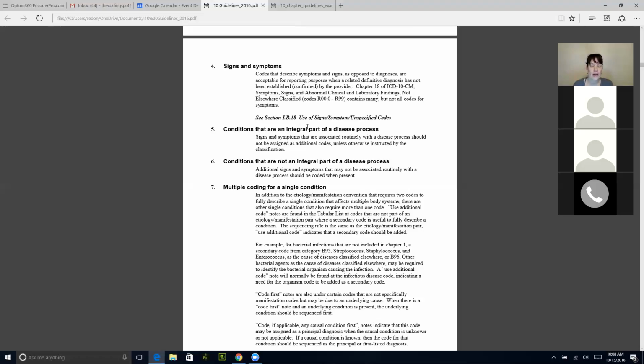Conditions that are an integral part of the disease process, number 5. Signs and symptoms that are associated routinely with the disease process should not be assigned as additional codes. We just covered that. Again, in the inpatient setting, that's different. And once we get into inpatient guidelines, we'll really cover that.